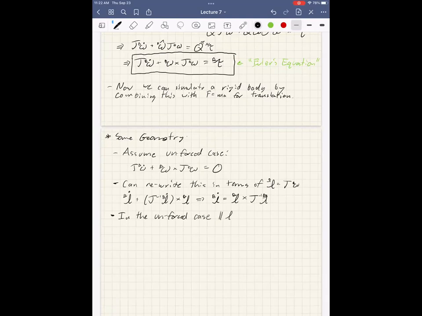So I have this fact. What does this tell me? This thing's a constant. What kind of shape does L trace out in the body frame? L lives on a sphere, right? So we're going to call this the momentum sphere.